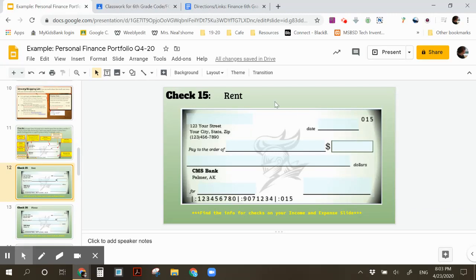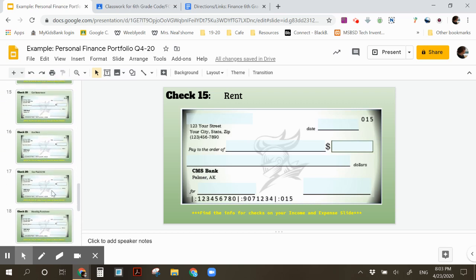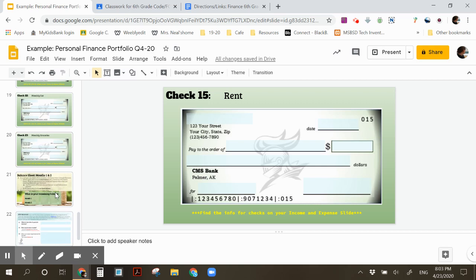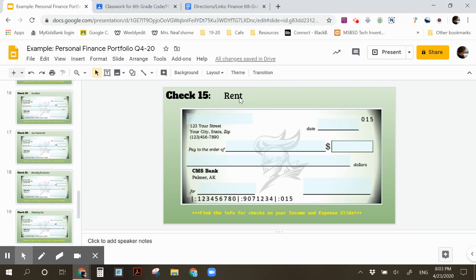So now we're going to write our checks for our expenses. We are going to use the slide before to help us fill out these spots if needed. And notice that there are 9 checks for different utilities or payments that need to be made. And you can see what check it is for if you look at the top of the screen.